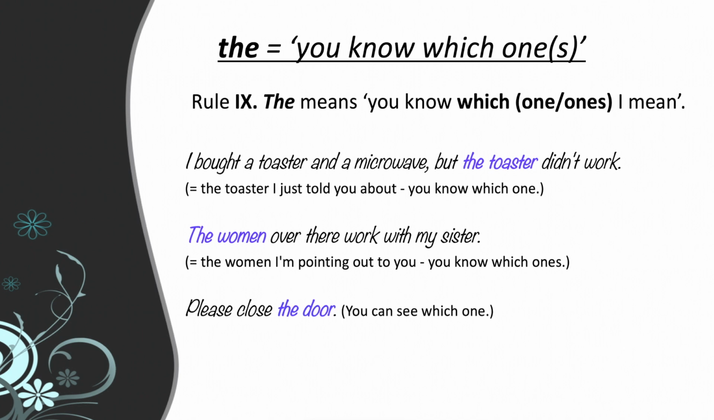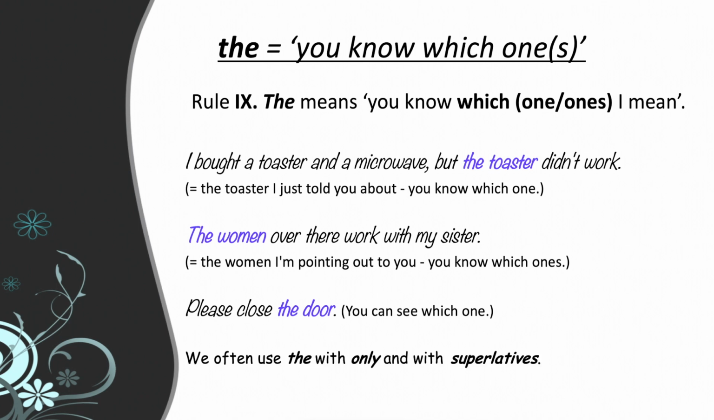"Please close the door." Most rooms probably only have one door, but if we're in a room with two doors, you probably know which one I'm talking about. It's the one that's open. If they're both open, you might have to ask me which one I'm talking about. But if I say, "please close the door," I think you're going to know which one I'm talking about. Otherwise, I wouldn't have said, "please close the door." I would have said something like, "please close that door," and I would have pointed.